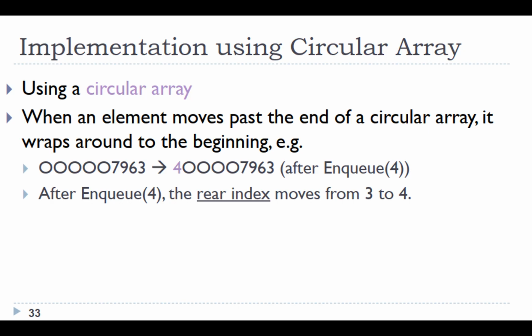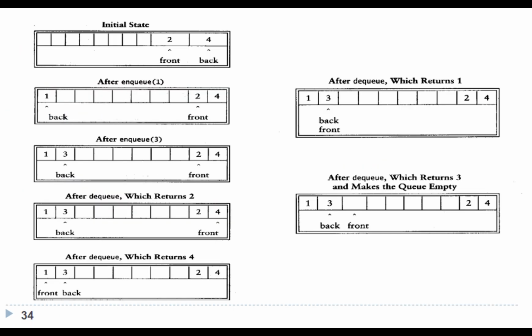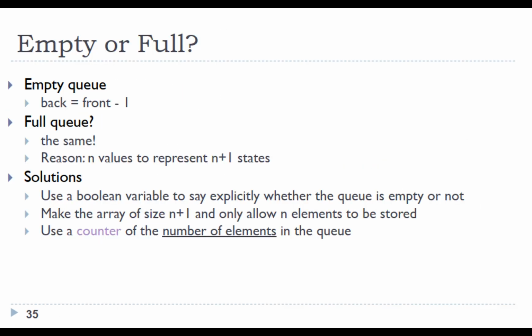After enqueue 4, the rear index moves from 3 to 4. Empty or full? An empty queue has rear equals front minus one; a full queue has the same condition, for the same reason, and n+1 values represent n+1 states.